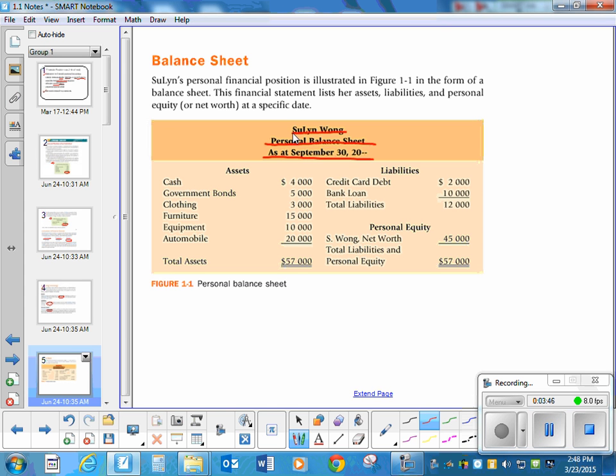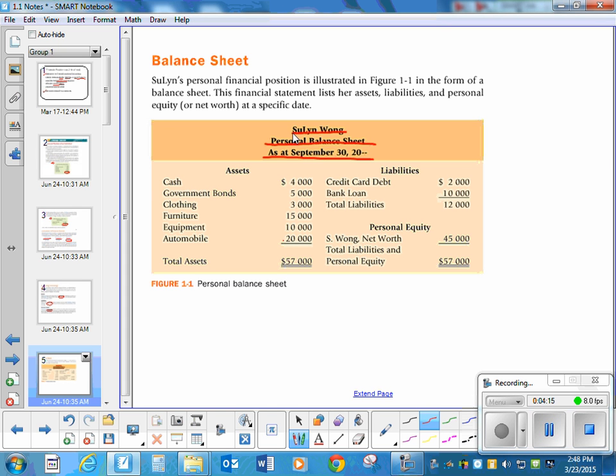On the left-hand side is always your assets. You list your assets in the order in which they can be turned into cash. Now, I'm not too sticky on this, but cash is already cash, so it's listed first. Government bonds, you can just take them to the bank and turn them into cash. That's why they're listed second. Then we get clothing, furniture, equipment, all that stuff you have to sell, and it might take a little while to turn into cash. So on the left-hand side, you've got your assets.